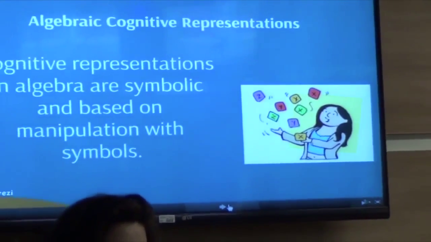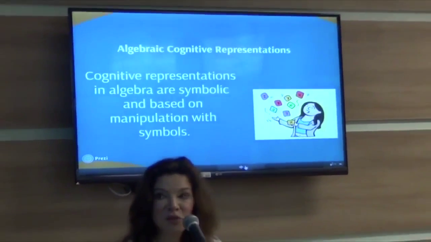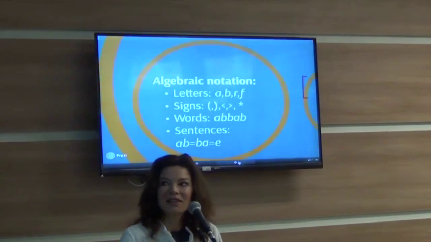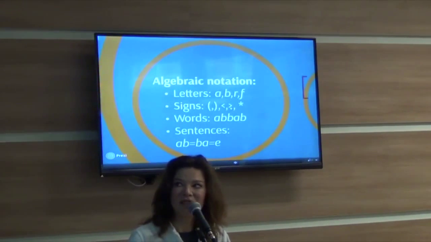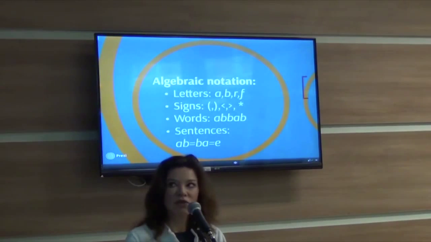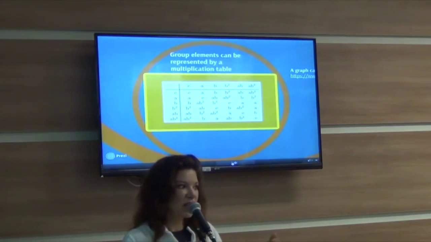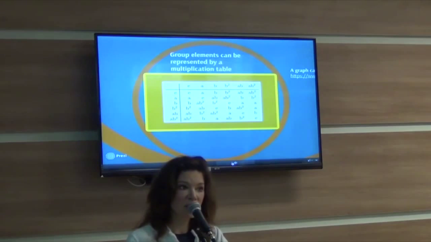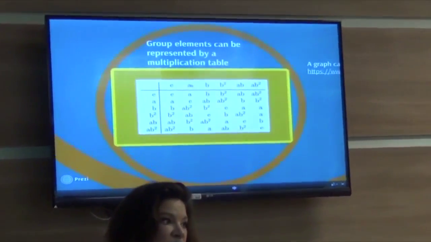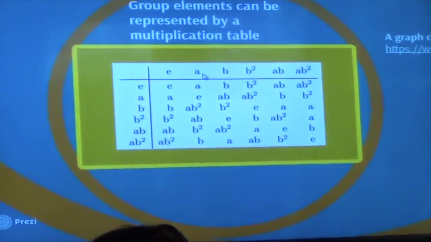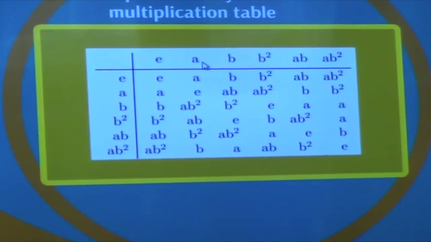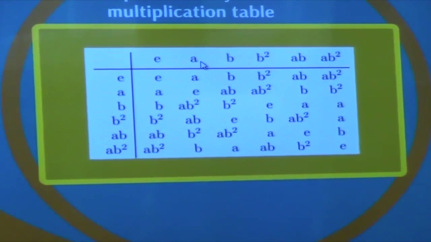In terms of cognitive representations, algebra is mostly manipulation of symbols. You use letters and signs, you can write down words of signs and then sentences by using the equation sign, for example. And you can transfer letters from one side of the equation to another. You can also use tables. You can represent a group by a table. For example, A and B could be two generators, let's say one is a reflection and one is a rotation of an equilateral triangle. And you can write down all the transformations of the group in this table.